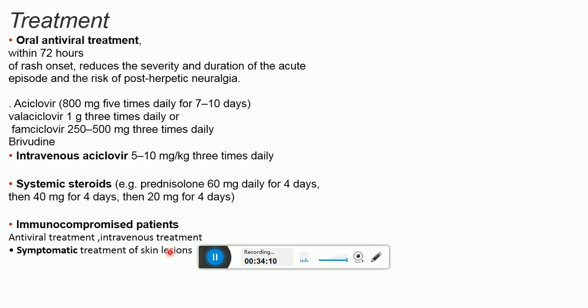Steroids should be given only in conjunction with systemic antiviral. Steroids are avoided in immunodeficiency. Steroids reduce acute pain and accelerate skin healing. Steroids have no effect on the incidence or severity of post-herpetic neuralgia. Immunocompromised patients require the input of an infectious disease specialist.